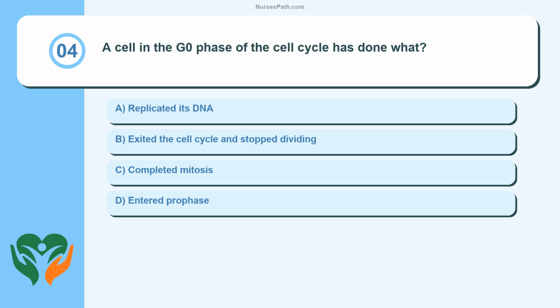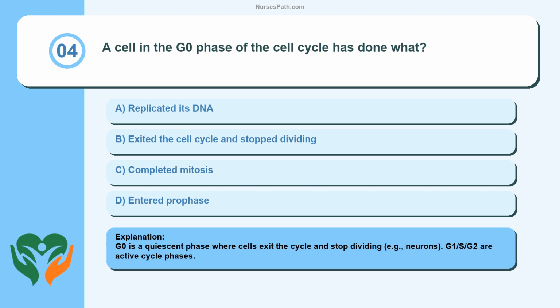Question 4. A cell in the G0 phase of the cell cycle has done what? Replicated its DNA. Exited the cell cycle and stopped dividing. Completed mitosis. Entered prophase. G0 is a quiescent phase where cells exit the cycle and stop dividing, e.g., neurons. G1, S, and G2 are active cycle phases.